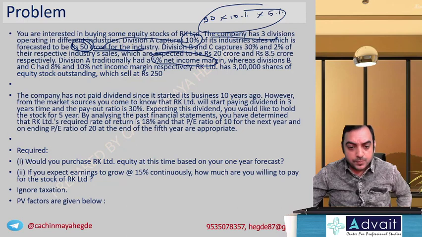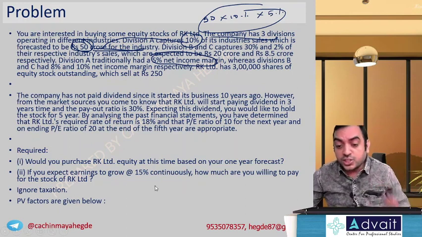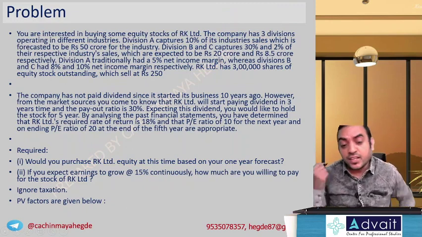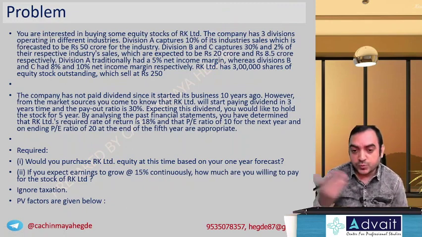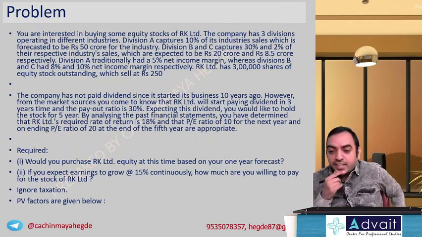What else they've asked? If you expect earnings to grow 15% continuously, how much are you willing to pay for the stock of R Limited? Meaning, we'll have to apply the dividend discount model here continuously, forever, perpetually. Earnings will grow and dividend will be paid. I can point it out and tell you, but before that, you tell me in this problem, what is their dividend policy? When do they pay dividend? How much do they pay dividend?